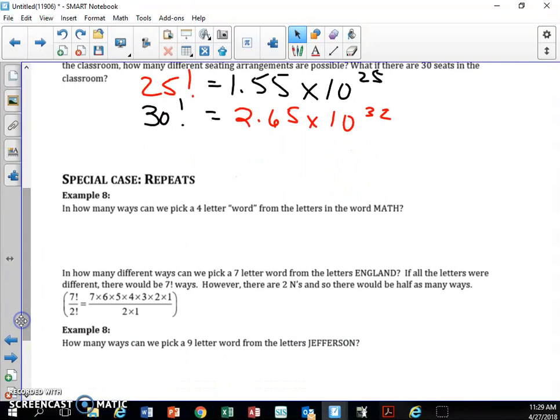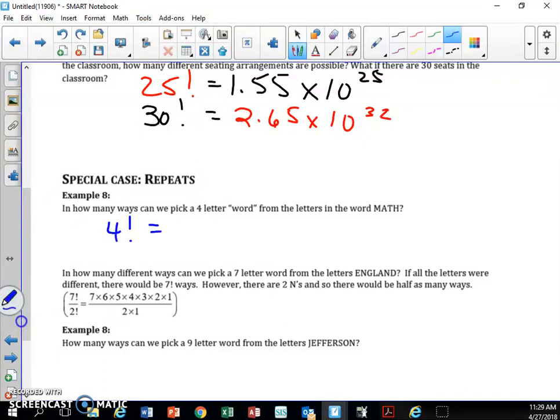So let's look at some special cases where we have 4 letters in the word math. You want to know how many ways we can pick those 4 letters? Well, that is just 4 factorial, which is going to be 24 ways. There are 4 letters. None of them repeat. However, in the word England, there are 7 letters. And we have the N here and the N here that repeat. And we have to account for them.